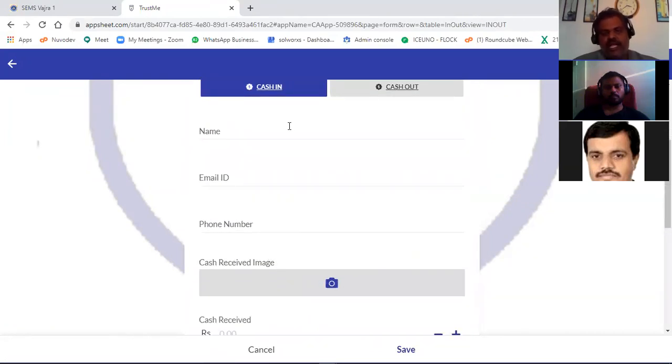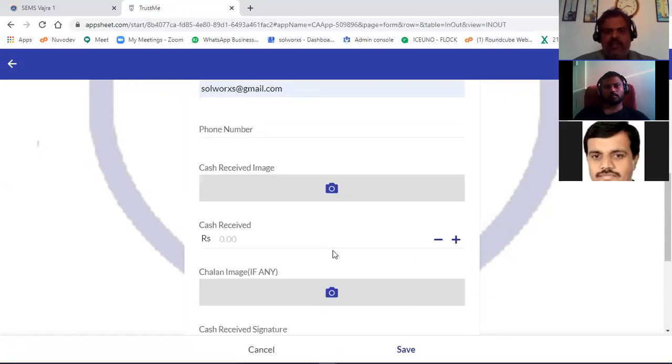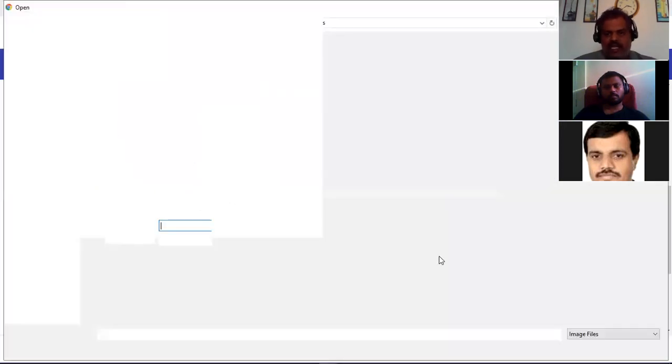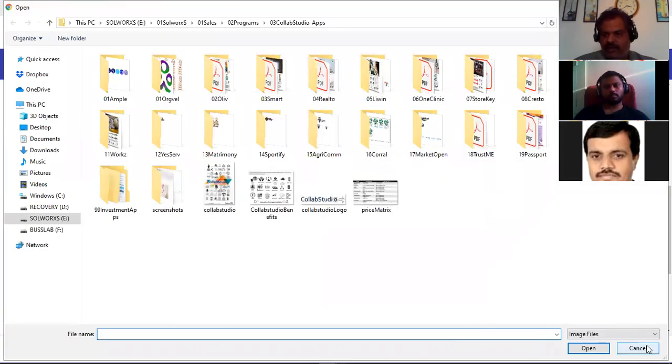So if he has received the cash, being a CA company, they would like to have all the details. So they will say if he has received cash, from whom he has received the cash, and any email, any phone number, or anything. And then they could also take a direct image of the signature or a voucher or something. They could directly ask the person to sign on this or take a picture of that, whatever the signature, if there is anything like uploading from here.